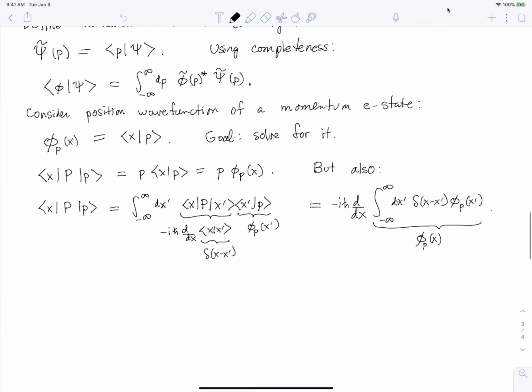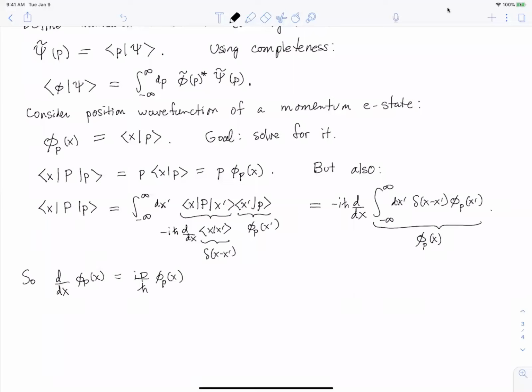And so what's happened is we've written down two expressions that are supposed to be the same, and we've learned a differential equation for the quantity we're trying to find. d by dx of phi p of x is equal to i p over h bar times phi p of x.